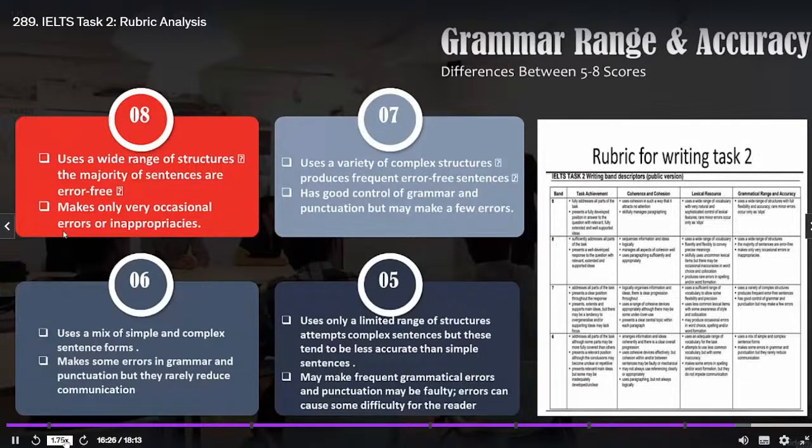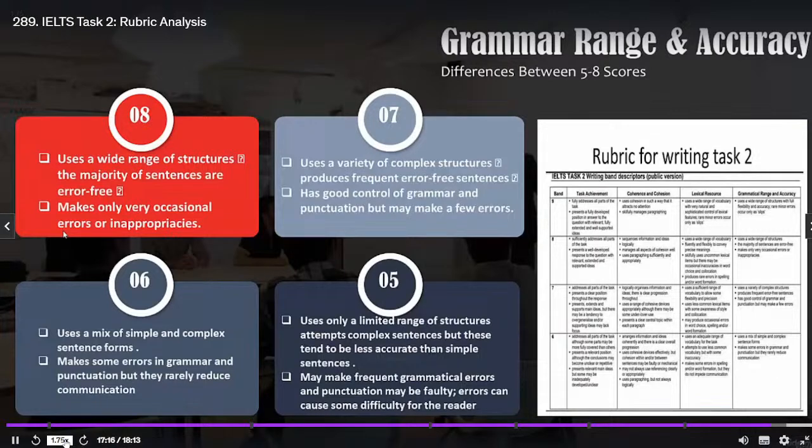Now, if you look at a 7, it says produces frequent error-free sentences. There's a difference between frequent and majority. Majority in this context is really talking about 80 to 90% error-free. When we're talking about frequent, you're probably talking about 75 to 80% error-free. And so you should be able to look at your essay and determine what percentage of your sentences are completely error-free. I mean, absolutely zero mistakes.